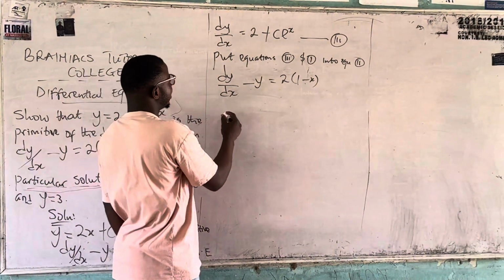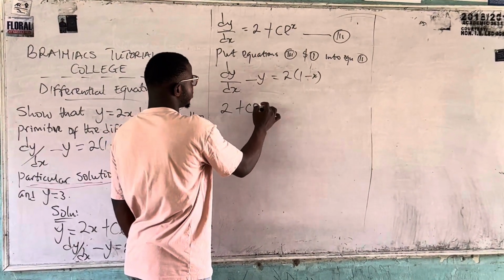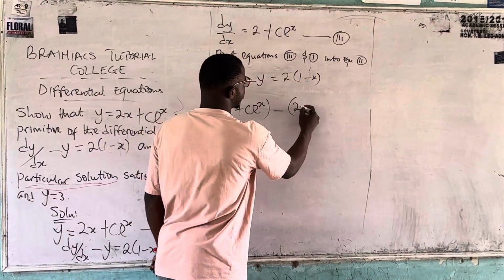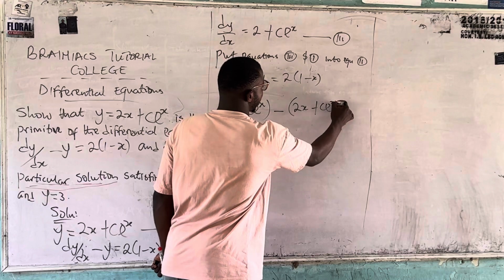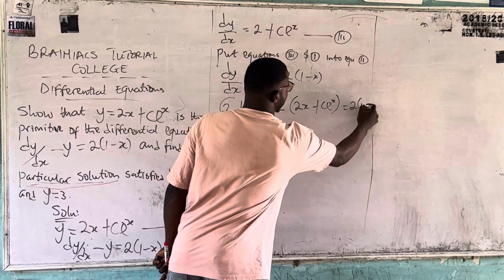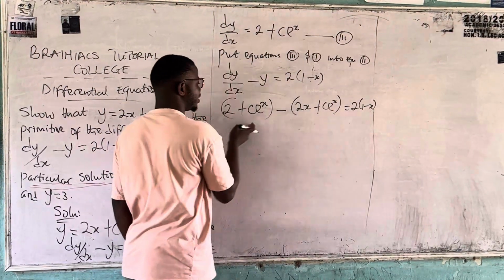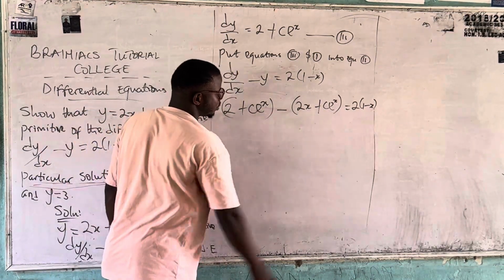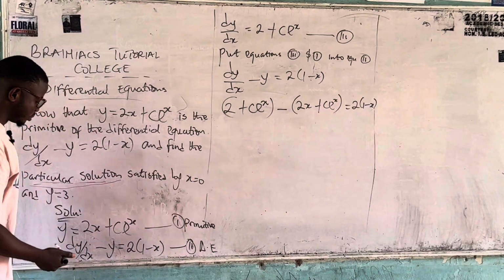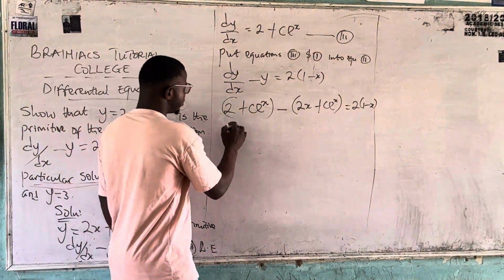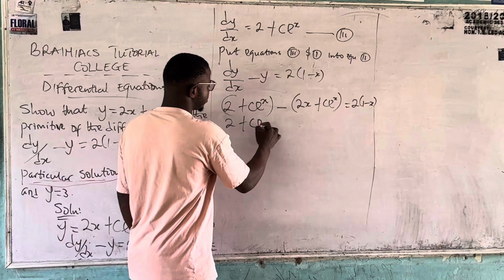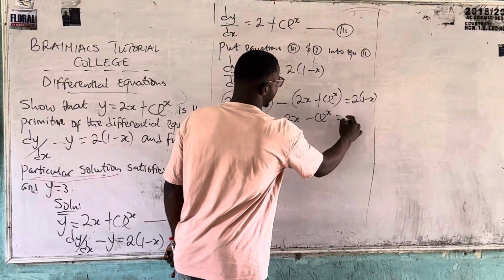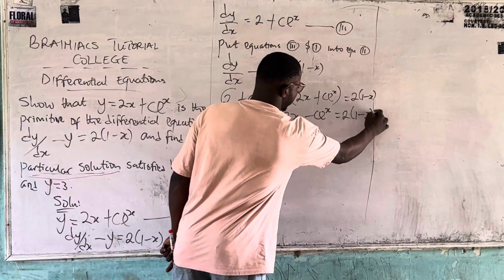The value of dy/dx is 2 plus c exponential x. We put this in a bracket, minus the value of y, which is 2x plus c exponential x, equals 2 into 1 minus x. So now let's simplify this left hand side, and maybe we'll obtain the right hand side. Simplifying, we have 2 plus c exponential x minus 2x minus c exponential x equals 2 into 1 minus x.